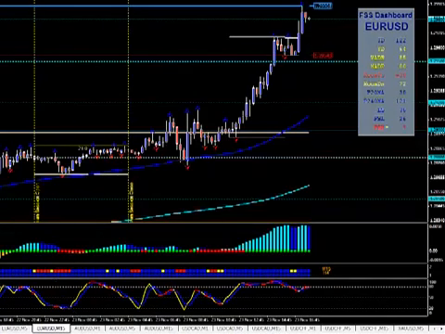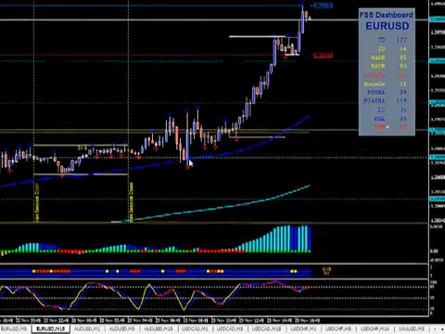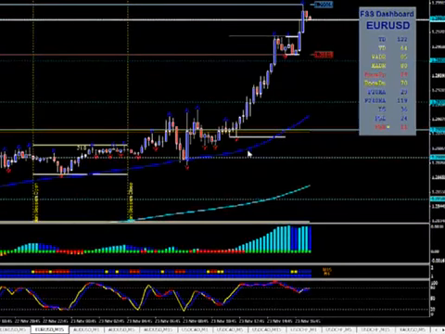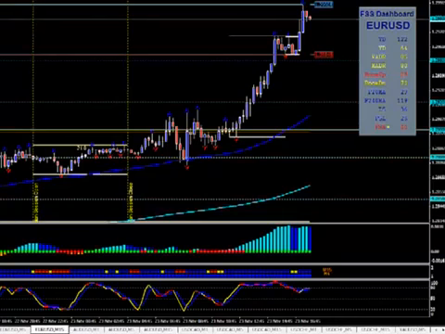Now again, euro dollar, I want to show you my trend SMA. SM trend, bounces off it, bounces off it, bounces off it. We saw that on the Aussie dollar. This SM trend is different for each time frame.